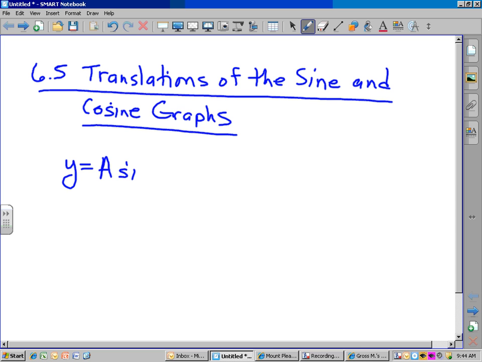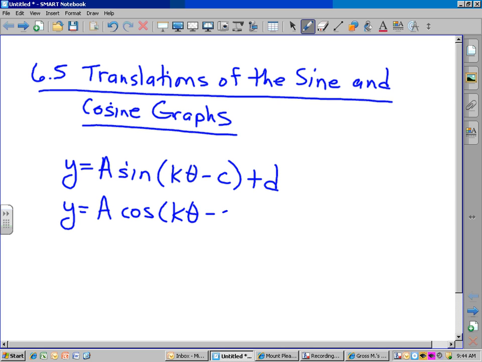Y equals A sine of K theta minus C plus D. That has everything you could possibly have involved in an equation for sine or cosine, which we can write pretty much exactly the same. Because when you drew the graphs, you should have realized they're the exact same wave. They're both sinusoidal waves with just a shift. If you take the sine and shift it 90 degrees, you will have the cosine wave. They are pretty much the same.